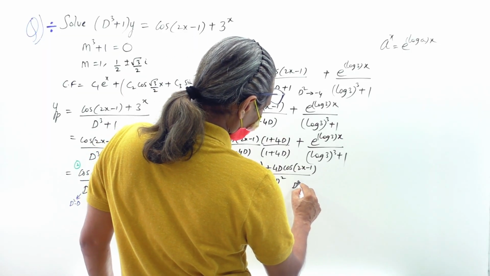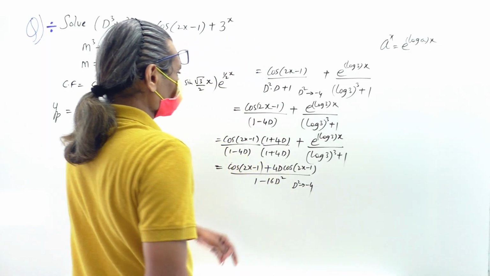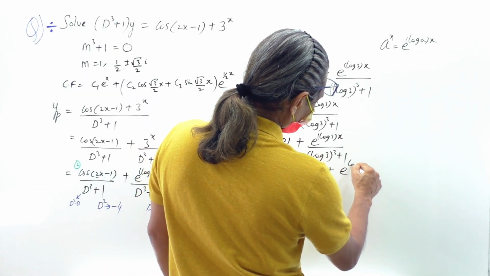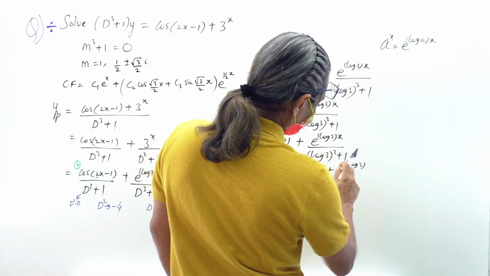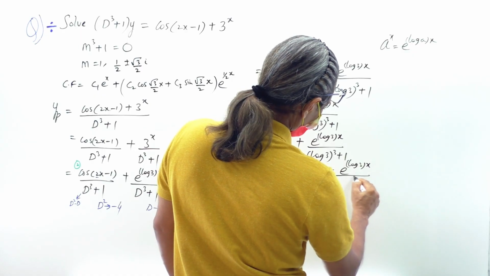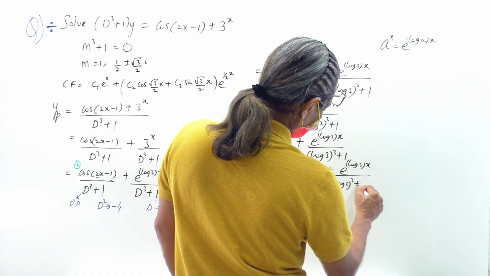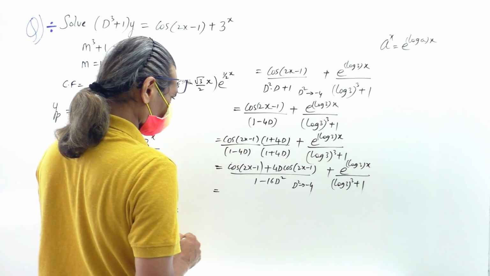So again replace d square by minus 4, right? Yeah, minus 4. And this will be as it is because it's already solved. e raised to log of 3x by log 3 whole cube plus 1. So again let's solve it further now.